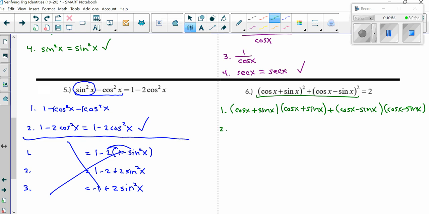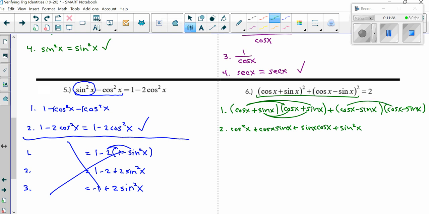Our second step, we're going to distribute, so that's going to give me cosine squared x. And then I get plus cosine x sine x. Try not to lose those x's. I get the same thing here, so plus sine x cosine x, and then here I'm going to get plus sine squared x. And then I ran out of room here, so I'm just going to now work on the next line.